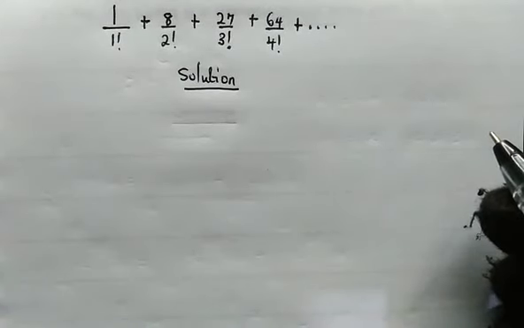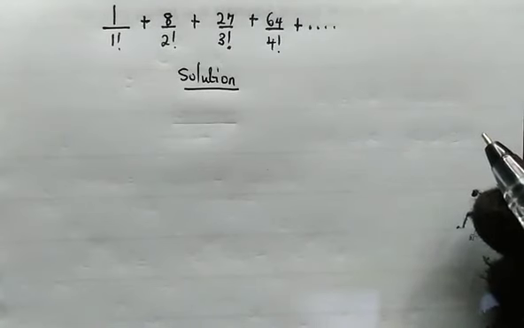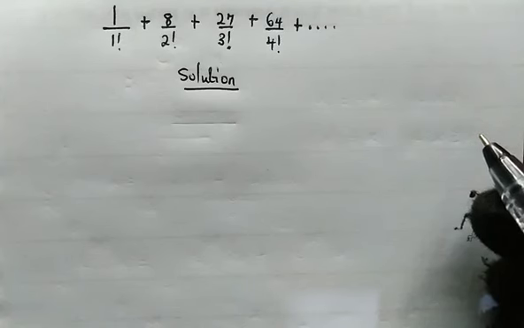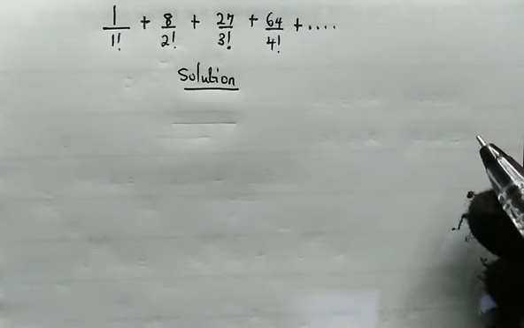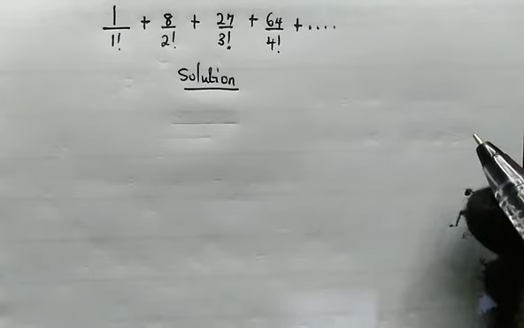In today's video, we're going to evaluate the following given infinite series. We have this infinite series: 1 over 1 factorial plus 8 over 2 factorial plus 27 over 3 factorial plus 64 over 4 factorial plus all the way to infinity. Now we're going to find the exact value of this infinite series.